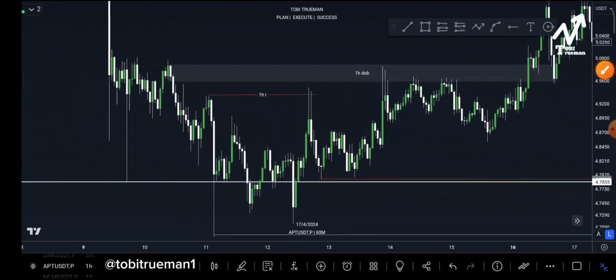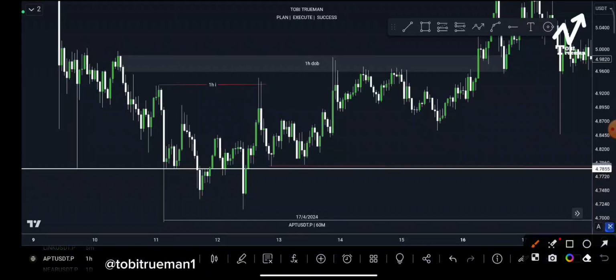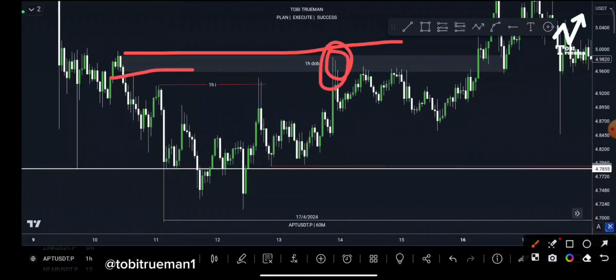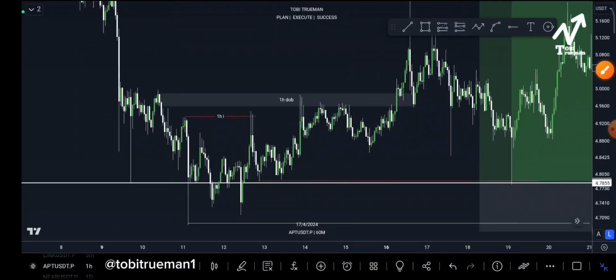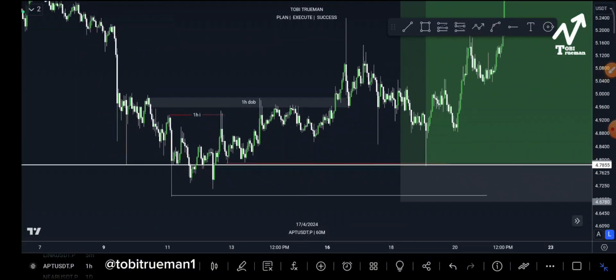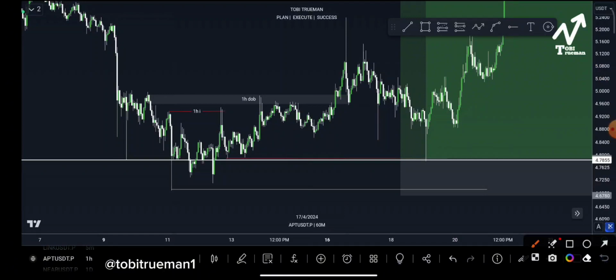And then what happened? Price tapped into this directional order block. You can see after price tapped into it, there was a reaction here. When this reaction happened, price faded this pullback. After price faded that pullback, what happened next was that price came to take out the low point that reacted from this directional order block. This is the low point. Price came to take it out.